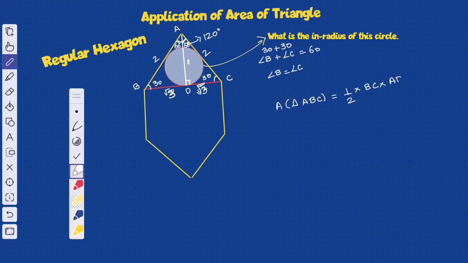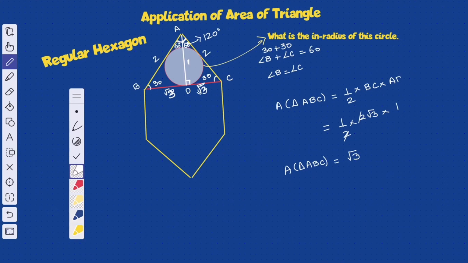Now what is the area of a triangle? Half into base into height. So I'll write this as half into BC. BC is root 3 plus root 3, which is 2 root 3, into AD, which is the height, equal to 1. So 2 gets cancelled, and I get my answer as root 3. This is the area of triangle ABC.